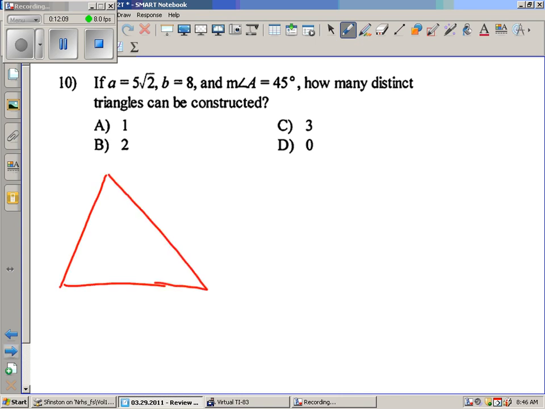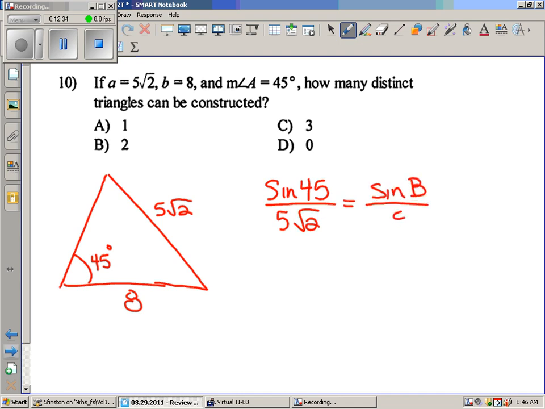Draw up the triangle. Need to get a picture going, right? Side A is 5 rad 2. That's annoying. Side B is 8. Angle A is 45. How many triangles can get made from this? So we're going to do the sine of 45, same as before, over 5 rad 2 equals the sine of B over 8. I'm going to take a shortcut, as you know. I'm going to cross multiply. At the end of the day, it's going to be 8 times the sine of 45 divided by 5 radical 2 equals sine of B.